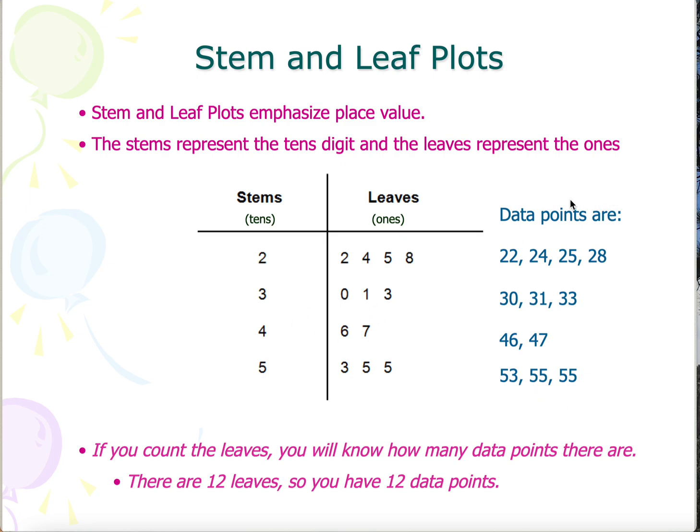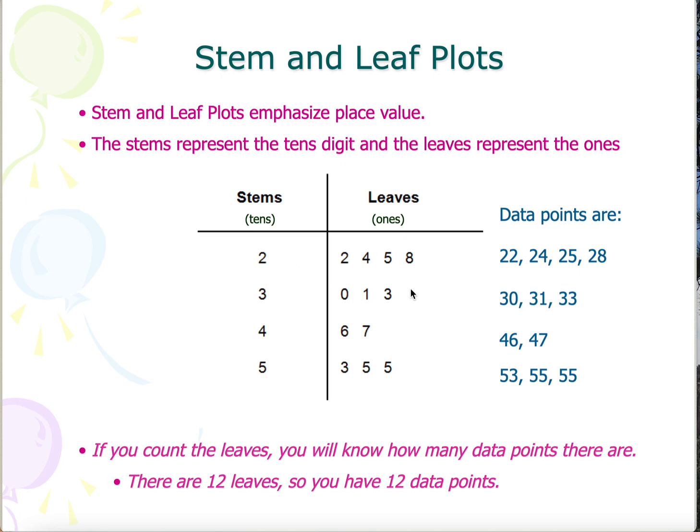So looking over at the right here, these were all your data points in order. You could have just had one list written out, but this kind of simplifies it and lets you see it, really emphasizing the tens digit, so you can see how many fit into each category. If you count the leaves, you'll know how many data points there are. There are 12 leaves over here. So you have 12 data points total.